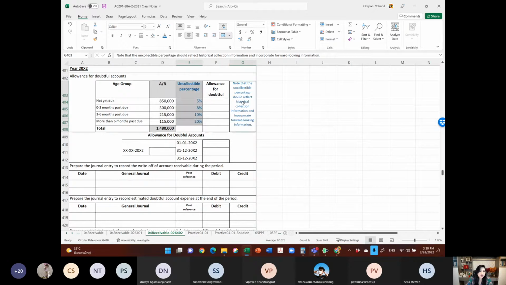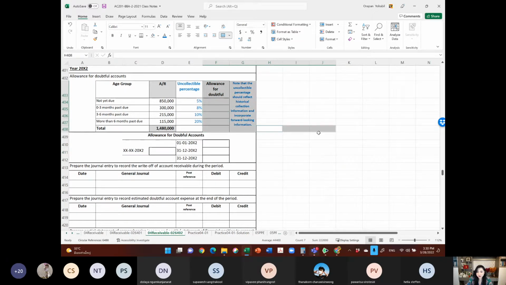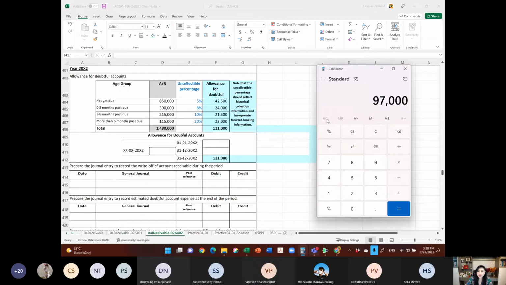As I have already mentioned, for these percentages, you can change them if you see that the situation has changed. Now, if you do the calculation, the amount that you get will be the ending balance of the allowance. Okay, so over here it's 111,000. Let's take the calculator and do the calculation together. 850,000 multiplied by 5%, you put that into the M plus, and then 300,000 multiplied by 8%, you put that into the M plus.